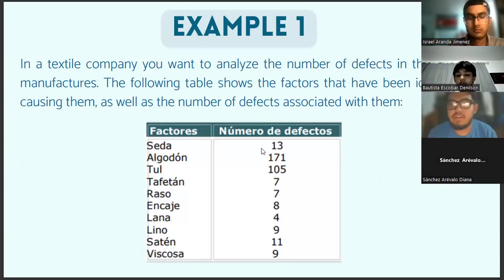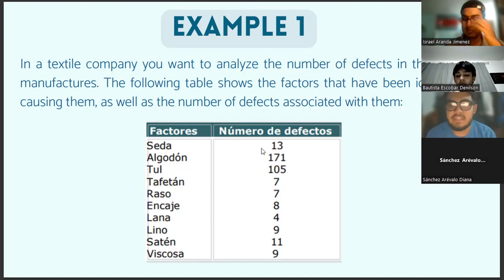Well, let's start with the first example. In this case, in a textile company, we want to analyze the number of defects in the fabrics that it manufactures. The following table shows the factors that have been identified as the causes of the problem, as well as the number of defects associated with them.